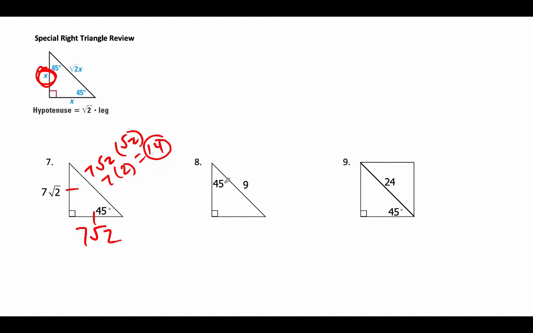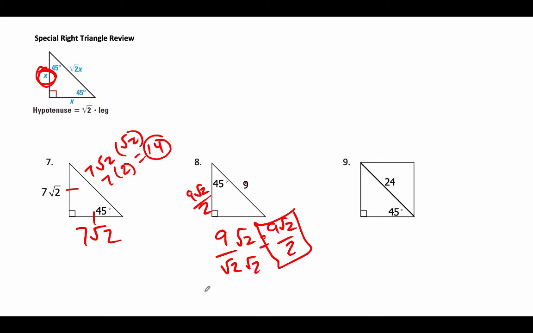If I'm given the x root 2 and I'm going backwards, I'm going to divide by the square root of 2. I'm not allowed to leave it like that. I need 9 root 2 over 2, and I'm done. So 9 root 2 over 2 for both of them.